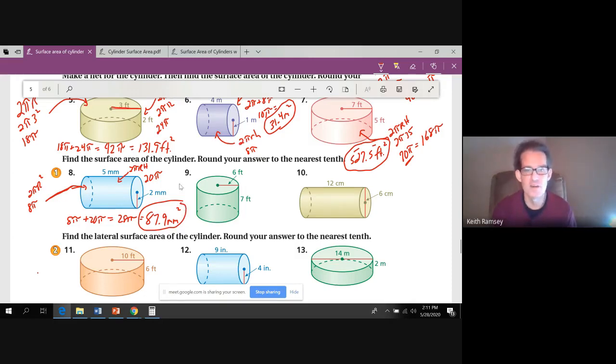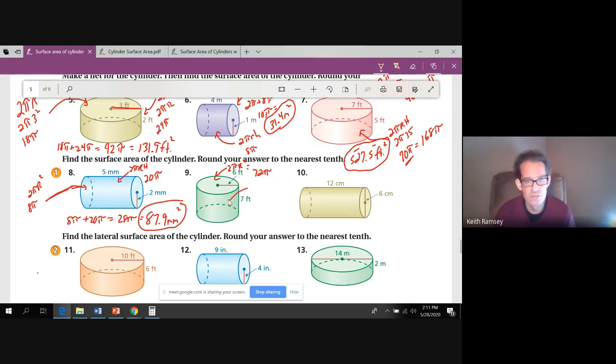Okay, let's look at number 9 together. Bases first. So the base is 2 pi r squared, because there's a top and a bottom. So the radius is 6. So 6 squared is 36. Then I have to multiply that times 2. 36 times 2 is 72 times pi. That's my top and bottom.